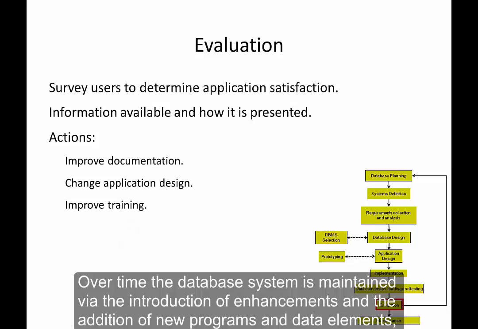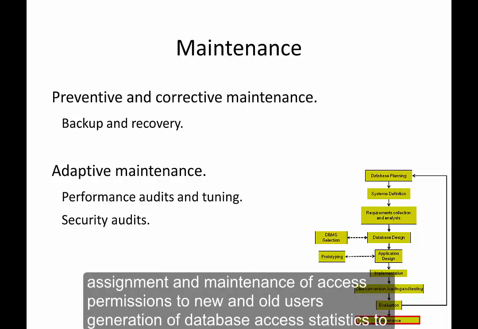Evaluation. So you're now up and running. You've got your corporate system up and running. You should now evaluate what's actually happened. Has it been a success? Survey users to determine satisfaction, and then perhaps you decide you need to improve documentation, improve training, add new training, maybe change the application design. Of course, we're potentially going back to the beginning in our system there. So evaluate the system. And then the final thing is to keep it running.